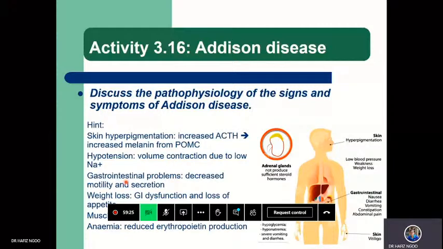And there is also a gastrointestinal problem, decreased motility and secretion. There is weight loss, GIT dysfunction or loss of appetite. Muscle weakness, reduced muscle function. And anemia, reduced erythropoietin production, which is mainly related to kidney function. So you have low blood pressure. And also you have vitiligo or skin problems, and mainly these are related to low aldosterone. That is Addison disease.